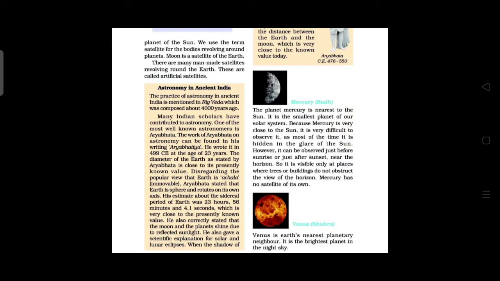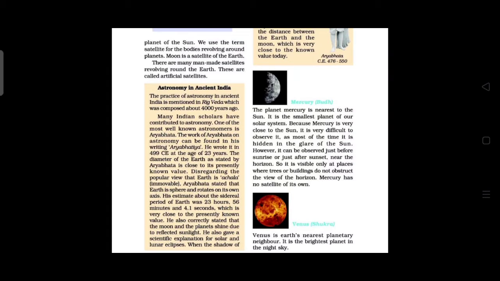Because Mercury is very close to the sun, it is very difficult to observe. Most of the time it is hidden in the glare of the sun, because the sun has very bright light. It is hidden because of the brightness of the sun.